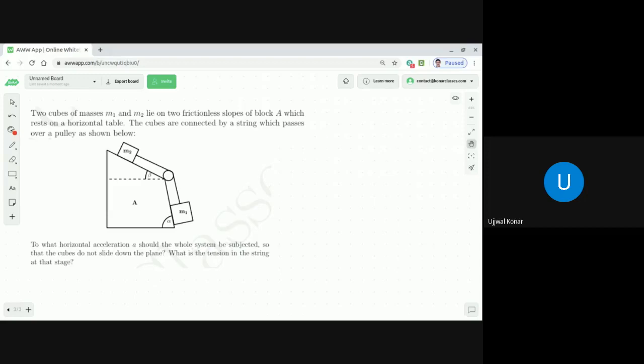So that was the descriptive question number 3. As you see, the question is in front of you. Now you can let me know what is the answer you got, dear student. This one has a long answer. What is that value? Tension is equal to M1 M2 sine alpha minus beta divided by M1 cos alpha plus M2 cos beta.